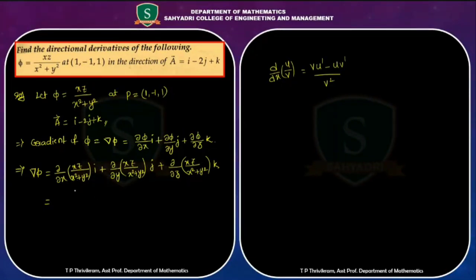Okay, so v means x square plus y square into u dash. So what is u dash? xz differentiated with respect to x, so how much you'll get? z. Minus xz into the derivative of x square plus y square, so I'll get 2x, divided by x square plus y square whole square, into i. Correct.